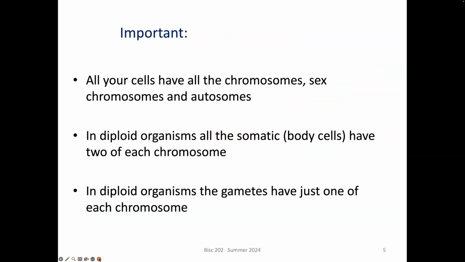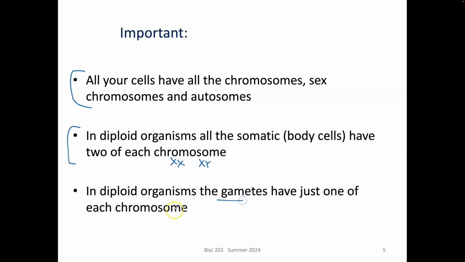Okay, so very important point, and I hope this will help us to head off potential misunderstanding. So all of your cells have the same pairs of autosomes, and you have sex chromosomes. So all the cells have all of them. In diploid organisms, your somatic cells, which is most of your cells, have 2 of each chromosome. If you're female, of course, your sex chromosomes will be 2 of the same. And if you're male, you'll have 2 different ones, but you'll still have 2 of those sex chromosomes.